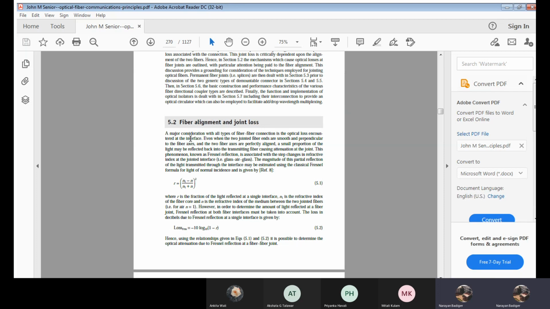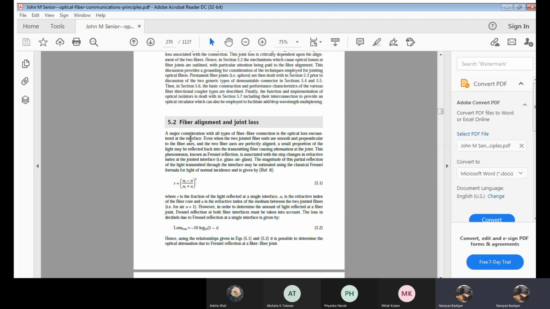Now this Fresnel reflection is nothing but what? A small amount of light which gets reflected back into the transmitting fiber, which causes some attenuation loss at the joint. It means due to this joint, some amount of light will be sent back or reflected back at this interface or at this joint. Such attenuation we will be calling Fresnel reflection.